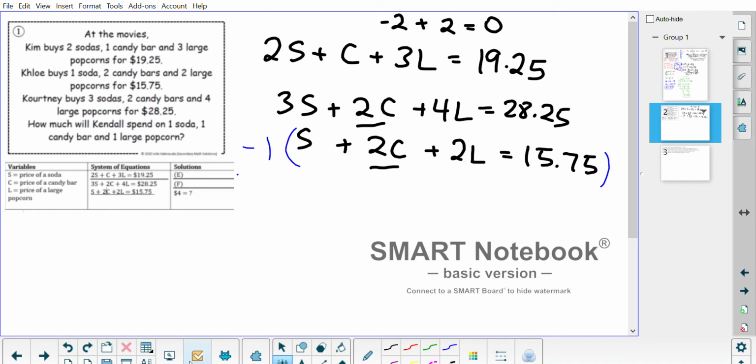Okay. All right. So, hello everyone. I know that someone had a question about this first problem. This is the Kim, Chloe, and Courtney problem, right?